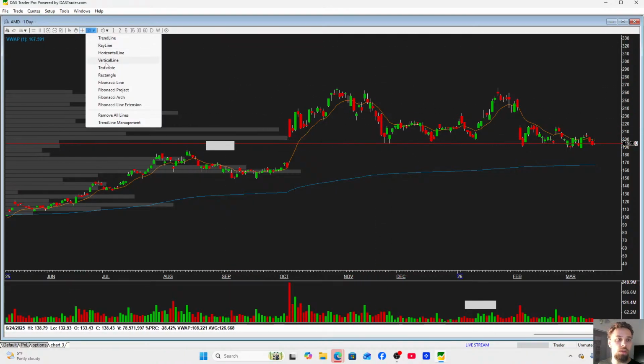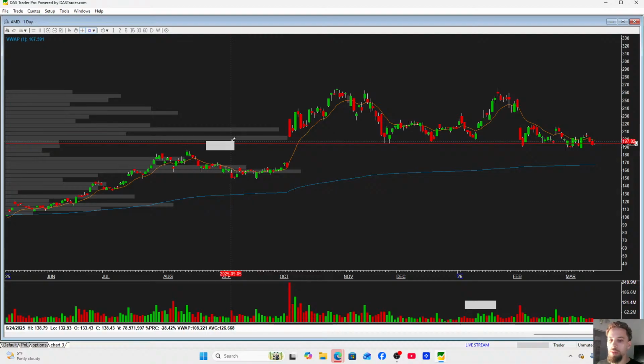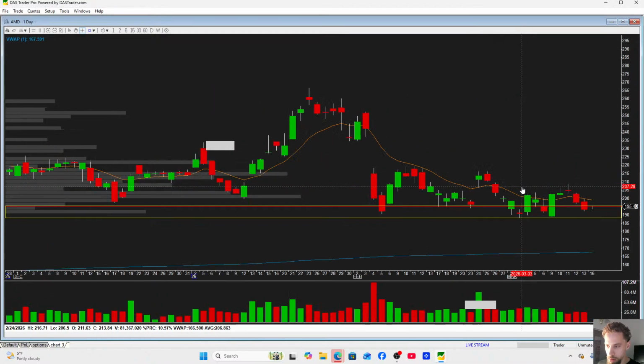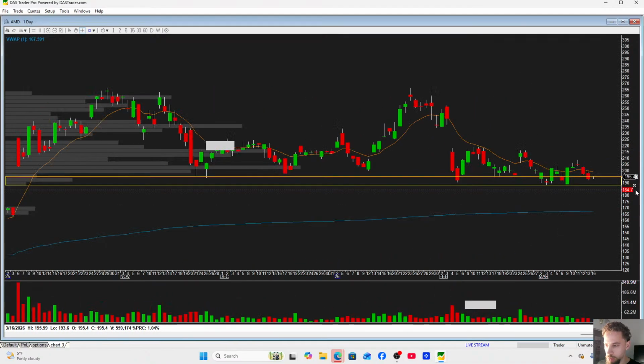AMD's in a real nerve-wracking spot for the longs, from my perspective. So 195 is a good area of resistance here. Area of support I'm gonna draw is 188. Price can break down. It'll probably break down near that level, maybe 190.